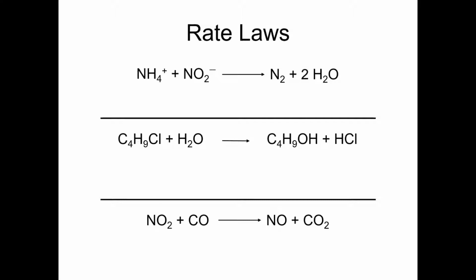I've got three reactions here: the reaction of ammonium with nitrite to give nitrogen plus water, the reaction of tert-butyl chloride with water to give tert-butyl alcohol plus hydrogen chloride, and then the reaction of nitrogen dioxide with carbon monoxide to give nitrogen monoxide with carbon dioxide. The reason I picked these three is because they all have something in common, and that is they all have two reactants, and the stoichiometry of each of these is 1-to-1, right? One ammonium plus one nitrite, one tert-butyl chloride plus one water, one nitrogen dioxide plus one carbon monoxide.